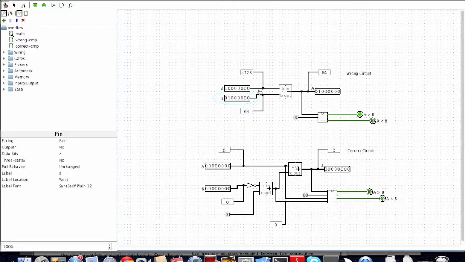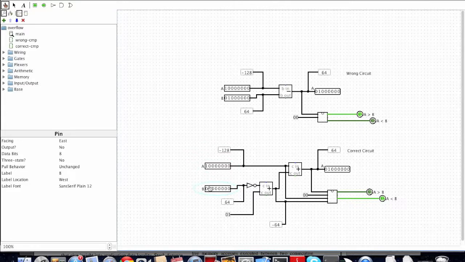The logic that gives out the result of the comparison does not take into account the overflow. It just looks at the result from that line and makes a decision based on the comparison with 0. And of course, because of the wraparound, when you subtract 64 from minus 128, you get 64. So comparing 64 with 0 gives you the wrong result. Whereas the correct circuit should be able to give you the right result.